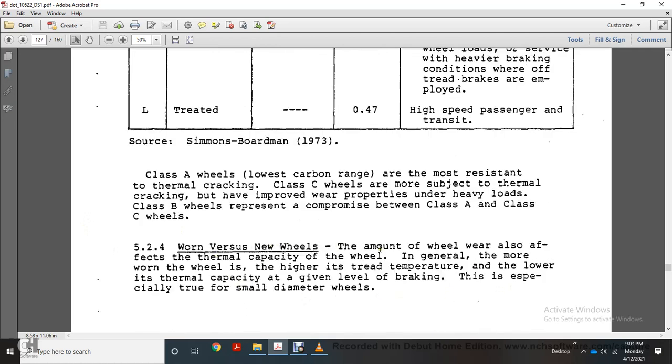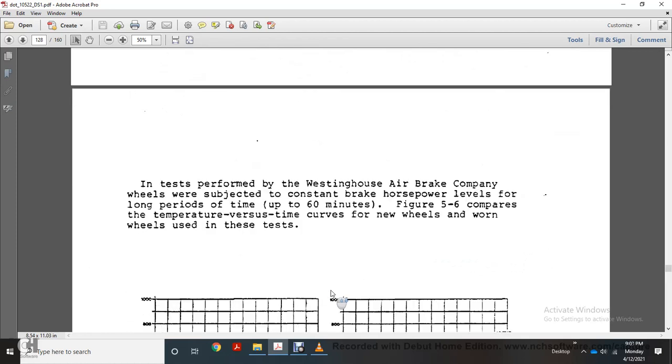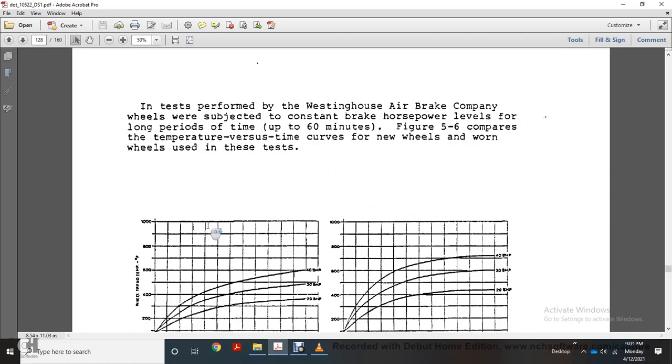Worn versus new wheels. The amount of wheel wear also affects the thermal capacity of the wheel. In general, the more worn the wheel, the higher the tread temperature and the lower the thermal capacity at a given level of braking, and this is especially true for small diameter wheels. In tests performed by the Westinghouse Air Brake Company, wheels were subjected to a constant brake horsepower level for long periods of time, up to 60 minutes. Figure 5.6 compares the temperature versus time curves of new wheels and worn wheels in these tests.